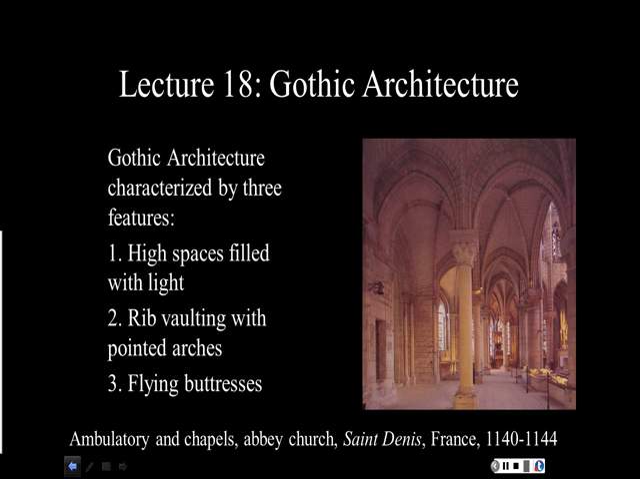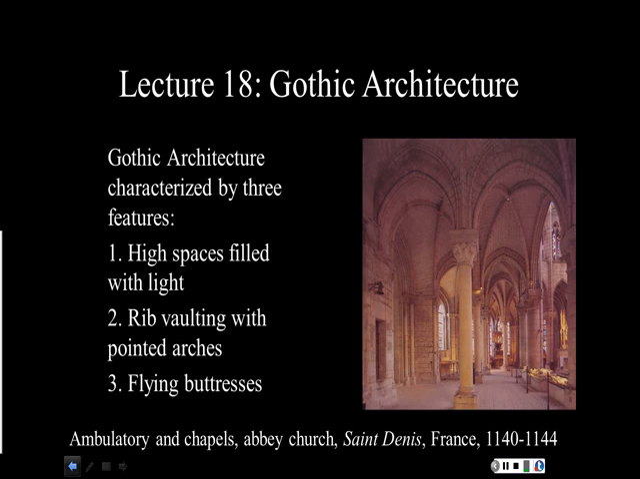Here I am showing you what is considered the first Gothic building. This is Saint Denis. This is the choir, which was built in the 12th century. And it represents the three main characteristics of Gothic architecture, which I've listed here for you. We see high spaces filled with light. We also see the use of ribbed vaulting with now pointed arches. And also we will learn about flying buttresses that are going to support these buildings from outside.